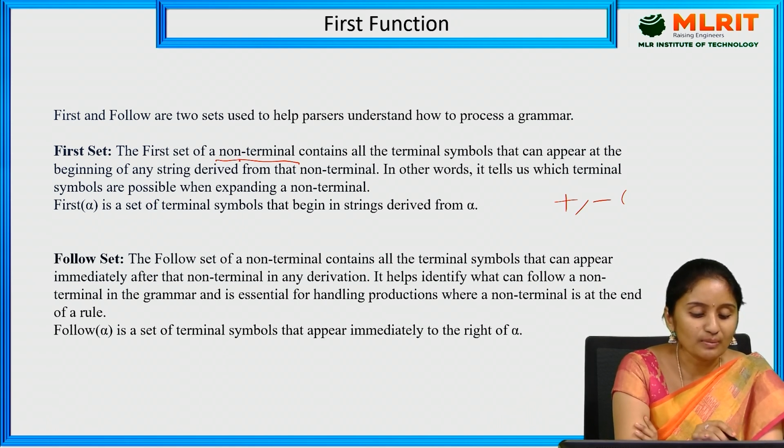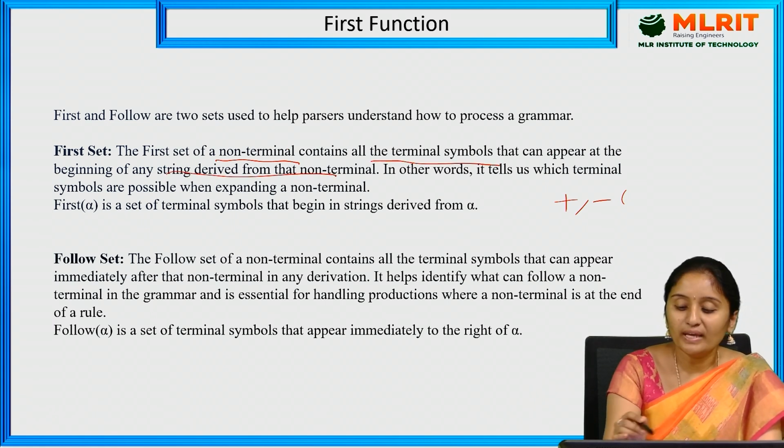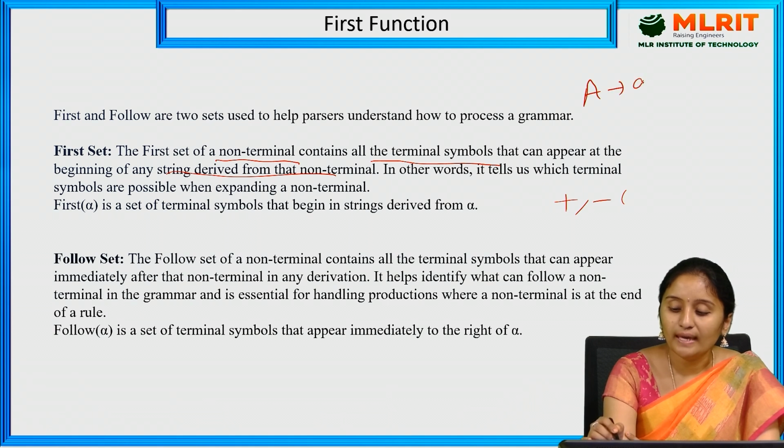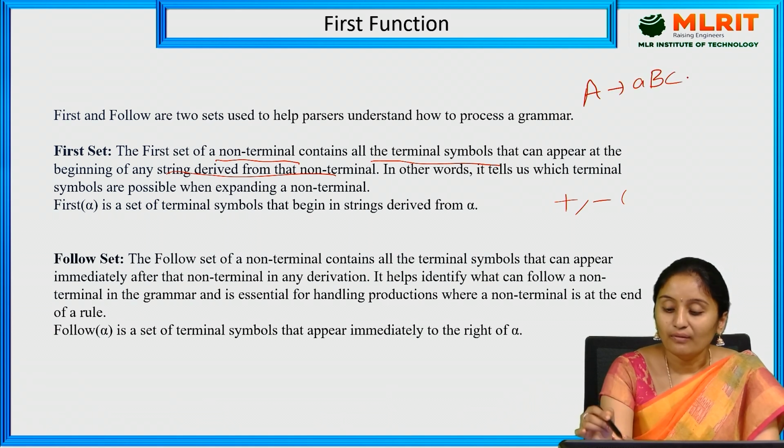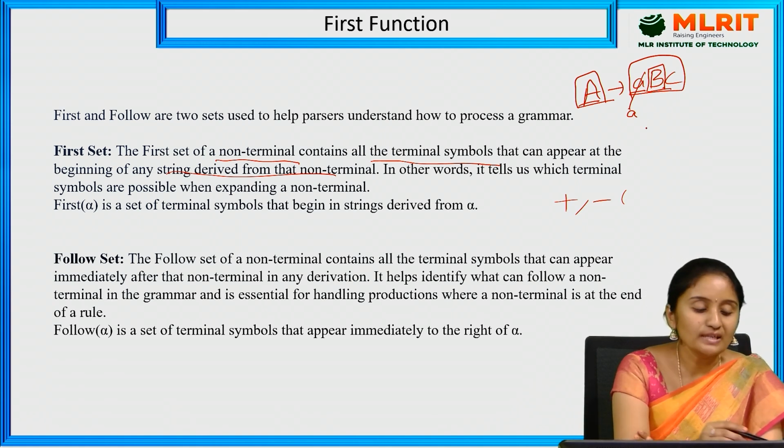First of a non-terminal contains all the terminal symbols that appear in the string. For example, I have a production A tends to ABC. Here we are going to calculate the First function for the RHS part, nothing but First of A. First of A is the terminals present exactly at the right of the arrow. If after the arrow I find a terminal, then First of A is that small letter. If suppose I don't have a terminal and I have B, a non-terminal, then again we are going to derive this non-terminal. So that is nothing but the First set.